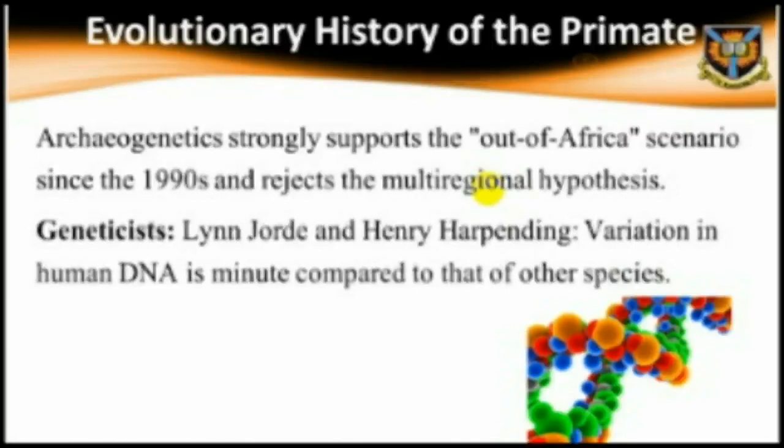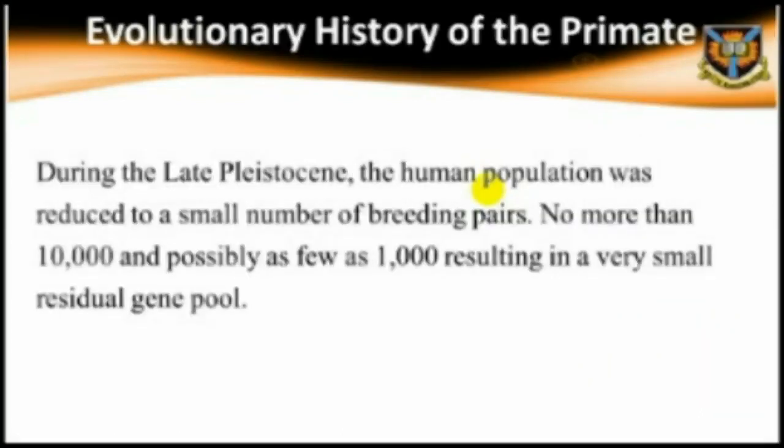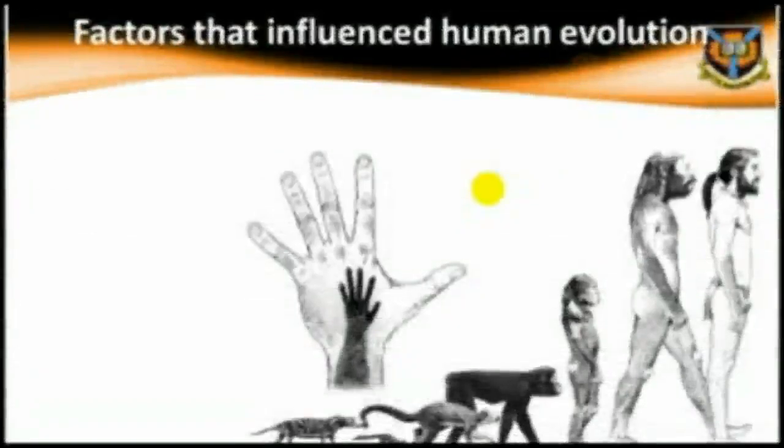Geneticists Leon Jorde and Henry Harpending note that variation in human DNA is minute compared to that of other species. During the late Pleistocene, the human population was reduced to a small number of breeding pairs, no more than 10,000 and possibly as few as 1,000, resulting in a very small residual gene pool. Factors that influenced human evolution.